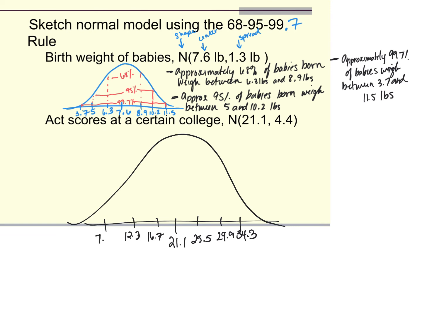And 7.9. Okay. Now, again, we have our 68% within 16.7 and 25.5. 95% of the time, the ACT score is between a 12.3 and a 29.9. And 99.7% of the time, it's between 7.9 and 34.3. So I want to talk about a few of the questions you're going to have on tonight's homework.